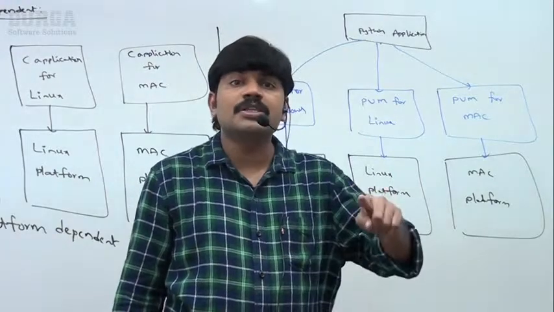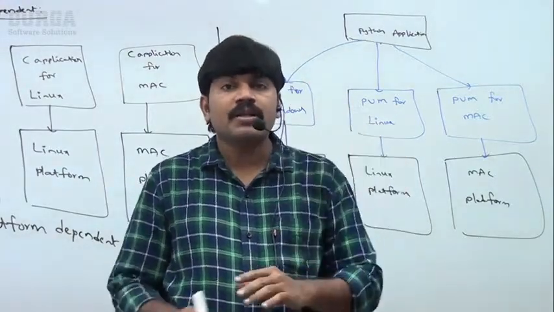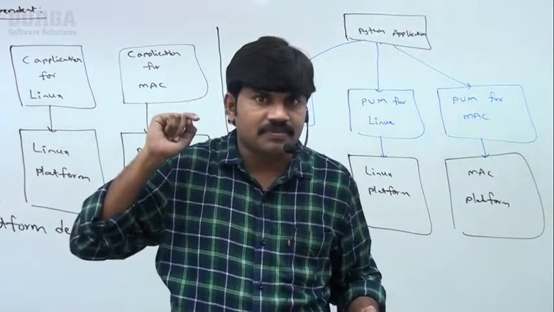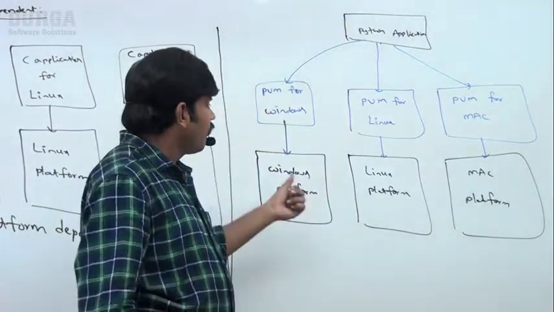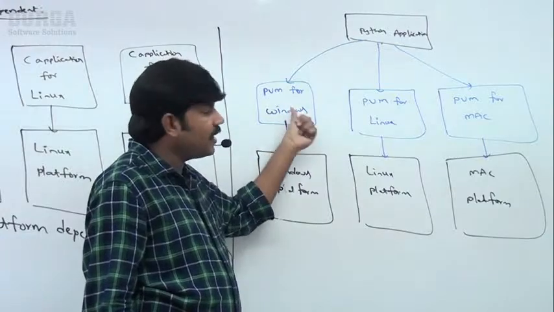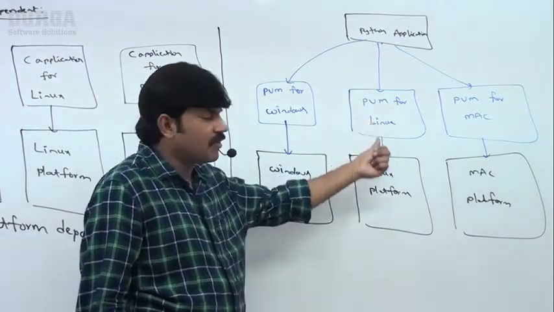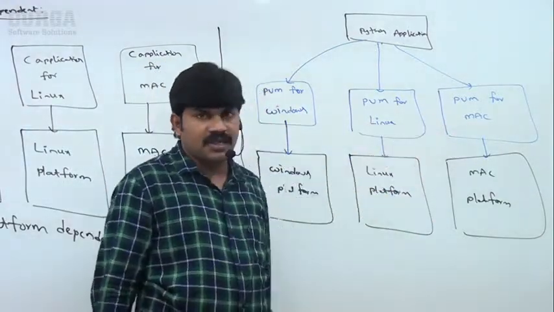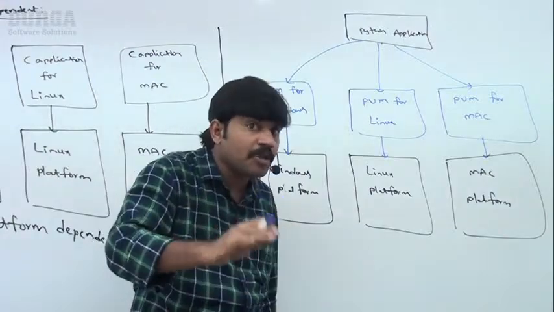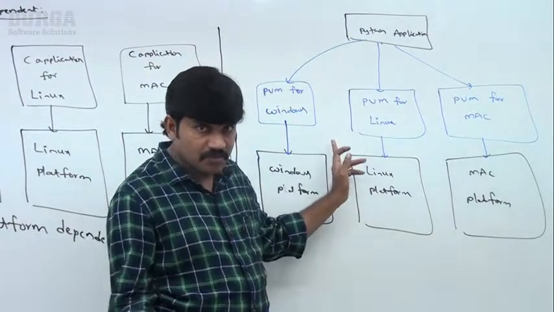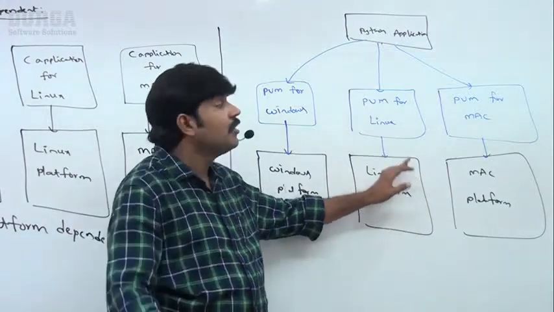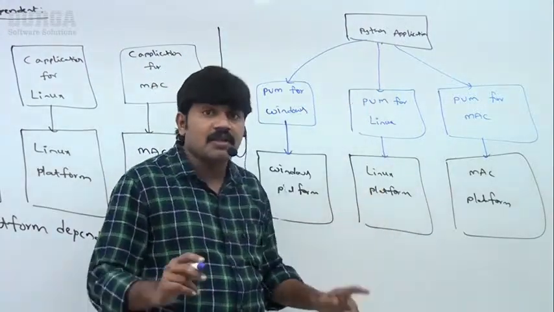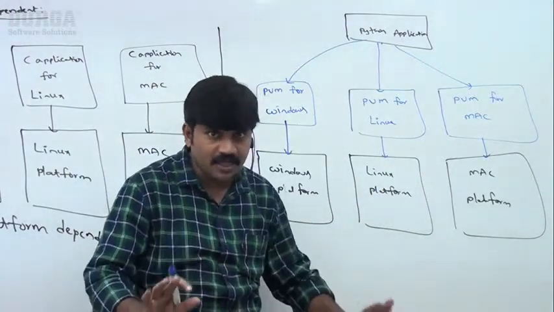Python program is platform independent, but Python virtual machine is platform dependent, because for Windows a separate PVM is required, for Linux a separate PVM is required, for Mac a separate PVM is required. So the platform-specific PVM we have to install, sir. Means the PVM is platform dependent, but my Python application is platform independent. Clear for all of it?